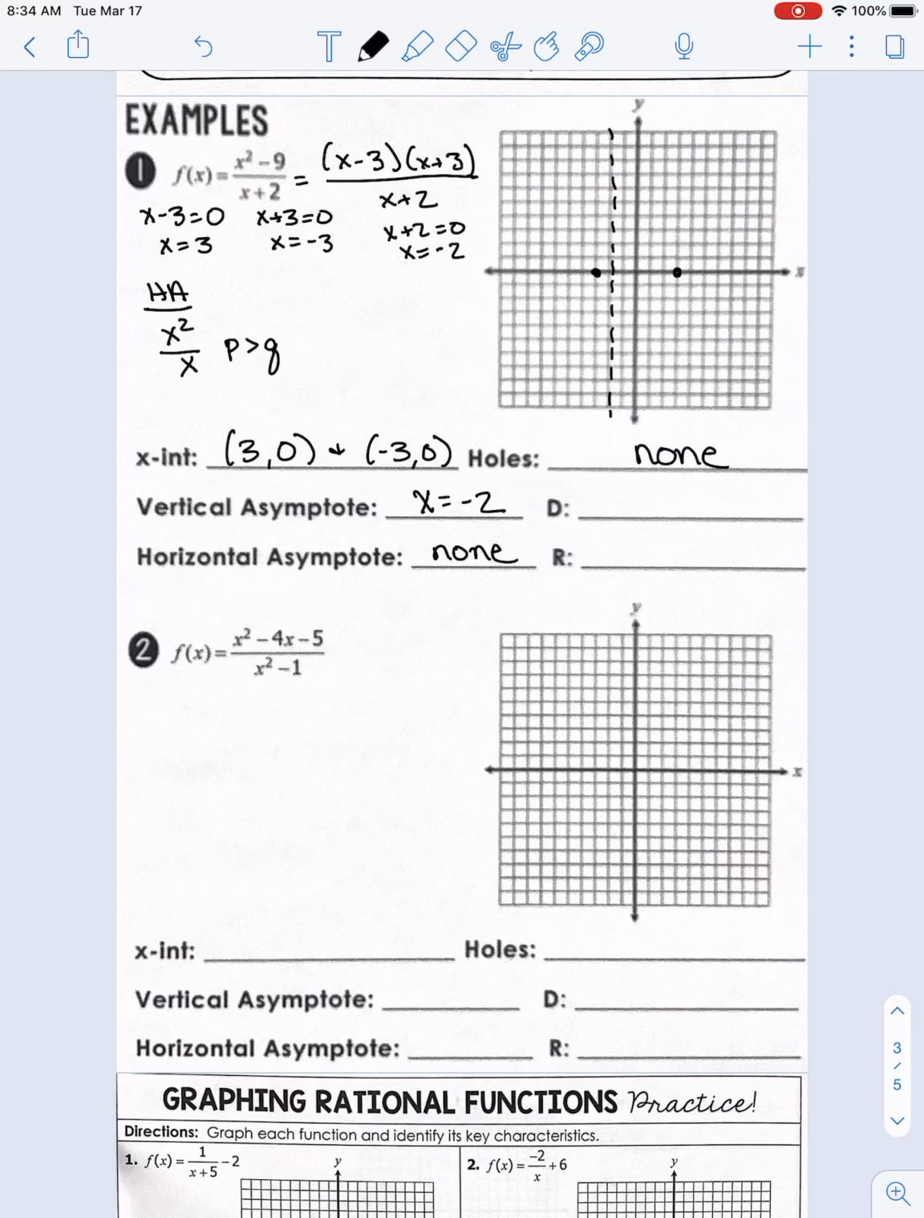So now I can say for my domain that I have x is equal to all x, except it can't be the vertical asymptote. And for range, I get all reals because there's no horizontal asymptote and there's no holes. So now that I've done that, I'm going to create myself a little data table here to get a couple points.